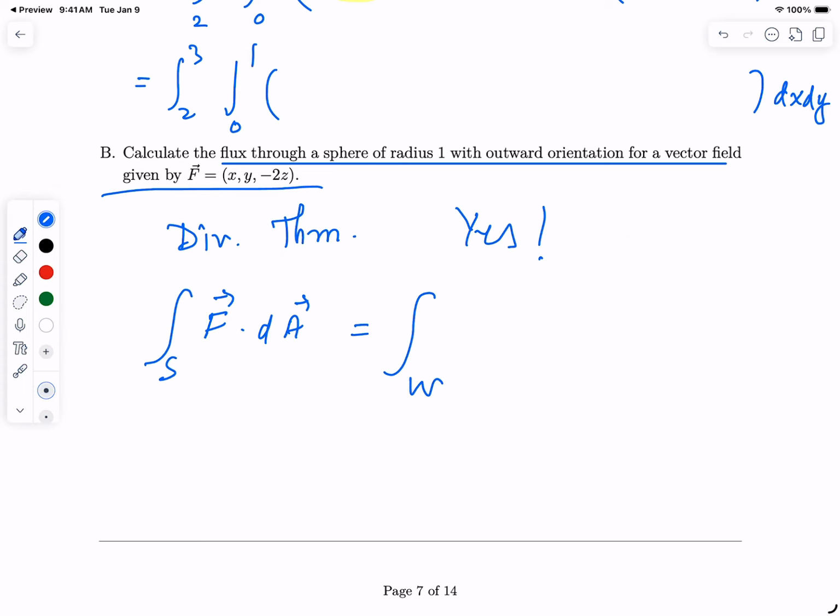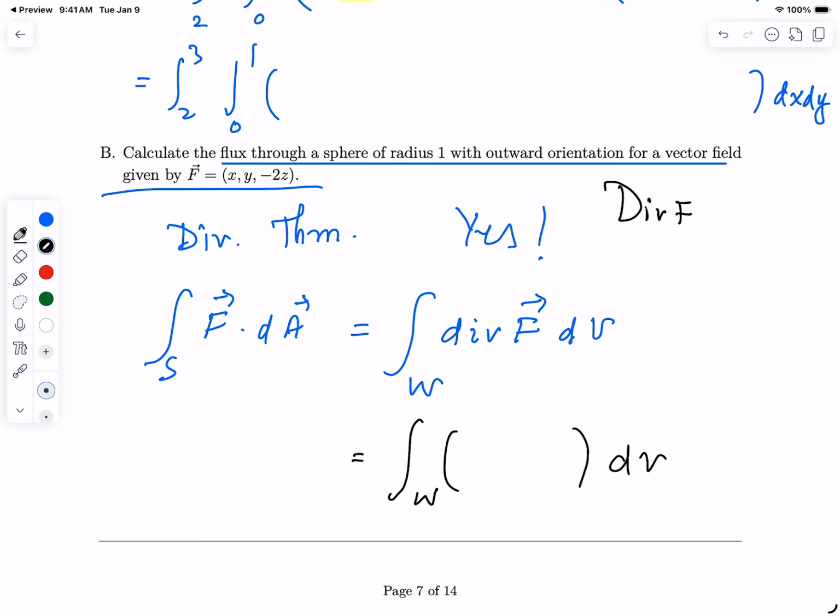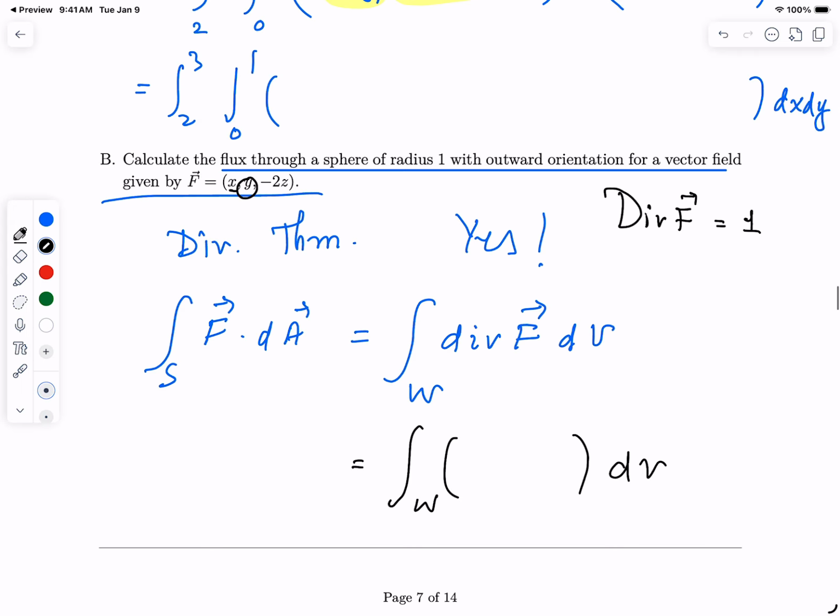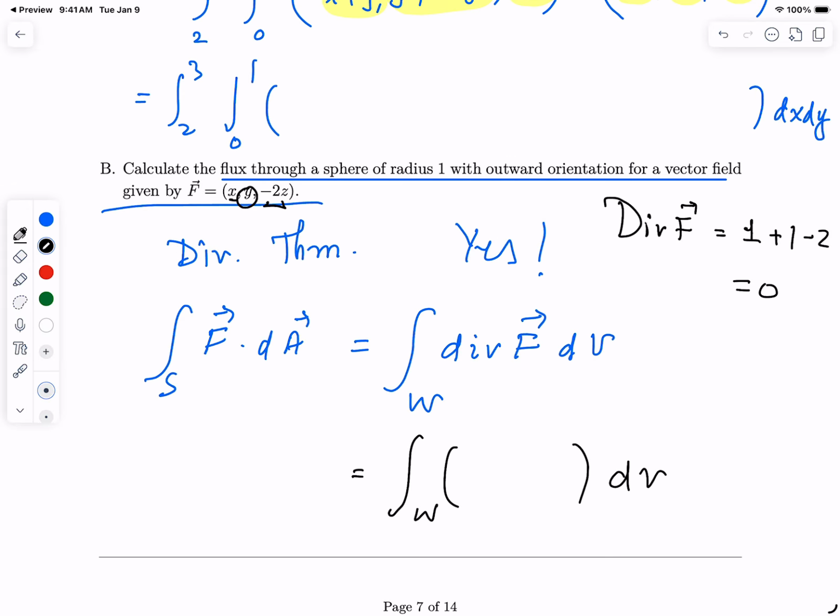So W is the region, the divergence of vector field F, and this is the volume element. It remains to evaluate what is the divergence of vector field F. Can you tell me what is that? 0. Differentiate x with respect to x, you get 1. Y with respect to y, you get 1. Negative 2z with respect to z, you get negative 2. 0.